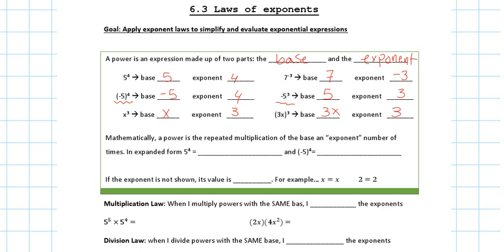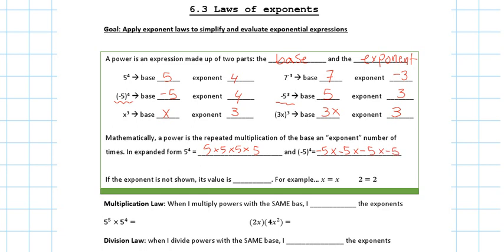So as you guys know, a power is a repeated multiplication of the base, an exponent number of times, right? So when I say 5 to the power of 4, that's 5 times 5 times 5 times 5. So I'm multiplying the base by itself, exponent number of times. In this case, if I have negative 5 in brackets to the power of 4, what would be my expanded form? It's negative 5 times negative 5 times negative 5 times negative 5.